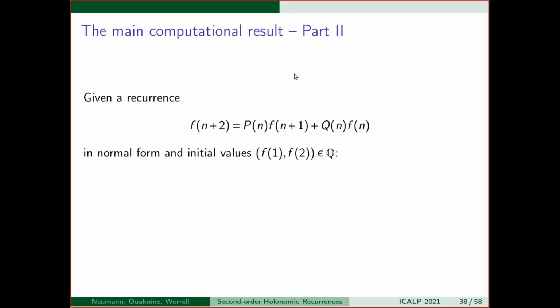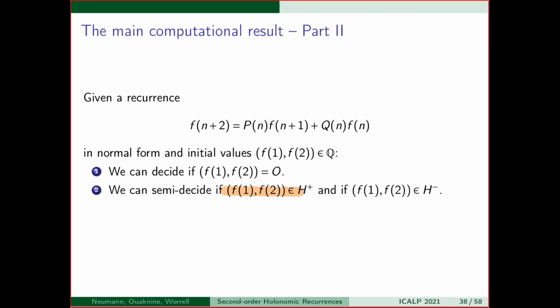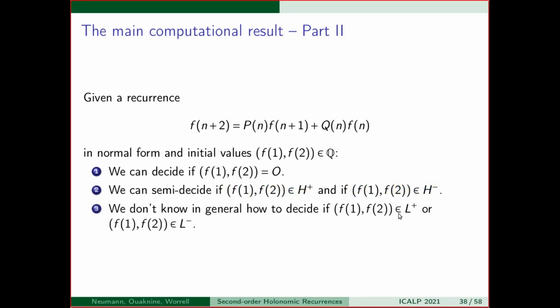Well, let's see. So again, let's assume we're given a recurrence in normal form and initial values, rational numbers. Well, clearly we can decide if the initial values are both 0, so if we're in the origin. Also, since we have this continued fraction expansion for the slope of the line, we can numerically approximate the slope to any given finite accuracy, which means we can always test if we're off the line. So we can semi-decide if we're in this positive half plane h plus, or we can also semi-decide if we're in this negative half plane h minus. But unfortunately, in general, we do not know how to decide if we're precisely on the line.